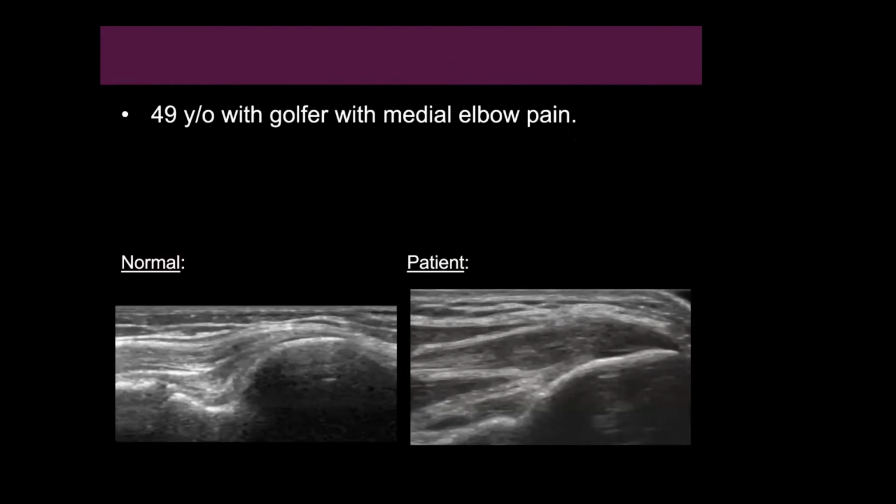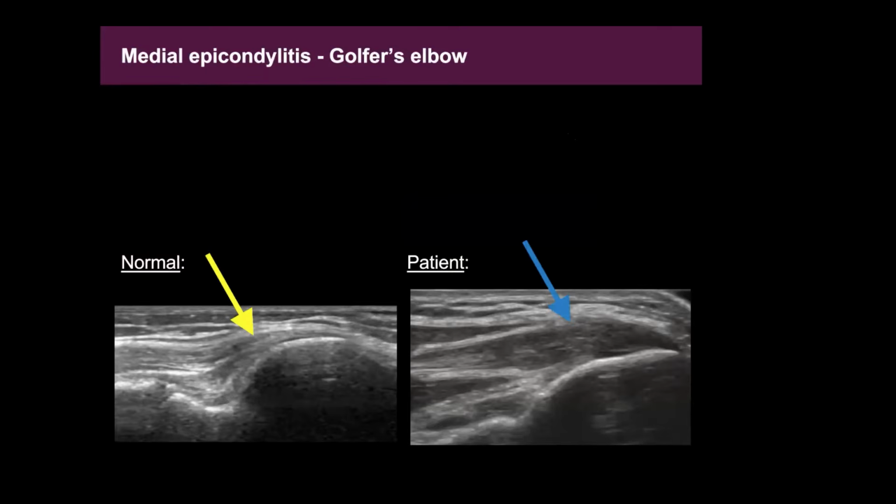You could see how if you compare the normal ultrasound images on the left-hand side of the screen to the right-hand side of the images, you could see how there's a distinct difference between the two images. On the right-hand side of the images, the common flexor tendon origins are now more hypoechoic or darker, and you can see how much more thickened it is compared to the left-hand side of the image. And that's how you can diagnose something like medial epicondylitis or tendinopathy of the common flexor tendon origin.